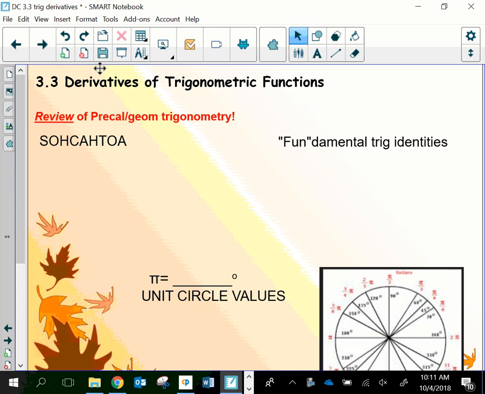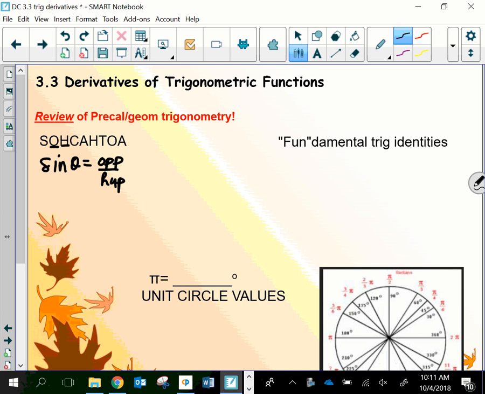Of course, the SOHCAHTOA comes into play. What does that even mean? Different sides. This is the very background. Sine of theta is the opposite over the hypotenuse. That's what the O and the H stand for. It's not Ohio State. If this is your theta, this is your opposite side, and this is your hypotenuse.